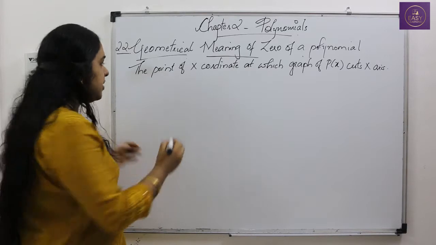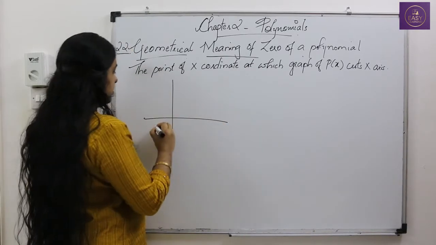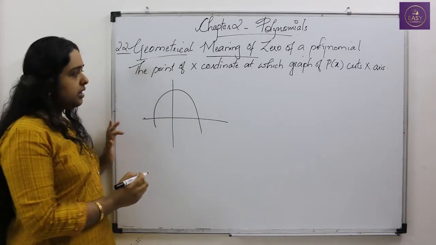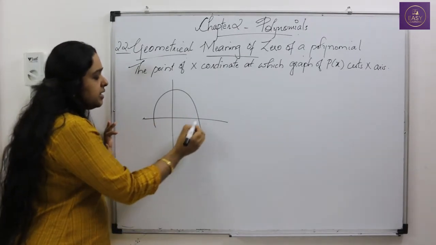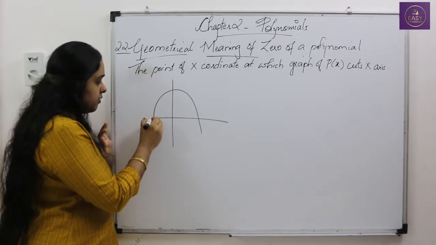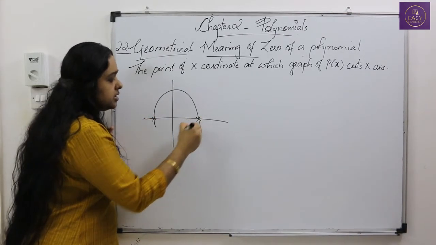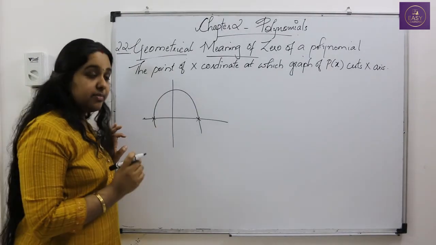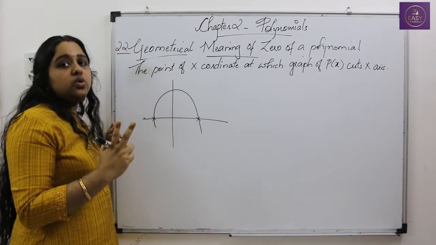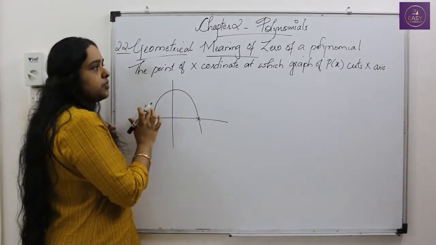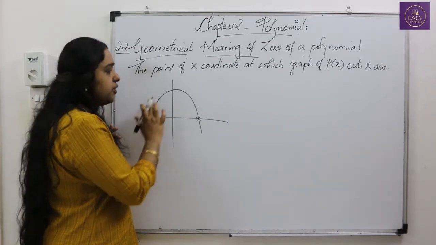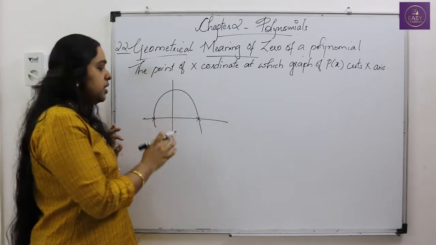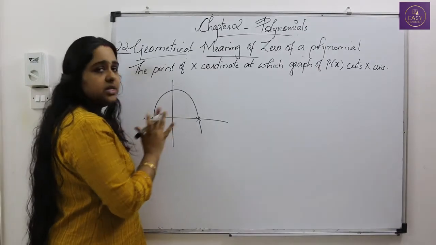Suppose we get a graph like this. This is also a graph. It's a parabola. How many points does the line cut the x-axis? One point is this, another point is this. Here are 2 points where this line cuts the x-axis. That means there will be 2 zeros of the polynomial for this graph. There will be an algebraic expression for this graph.